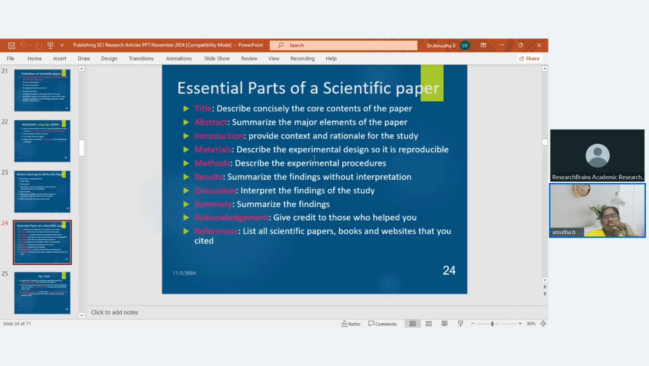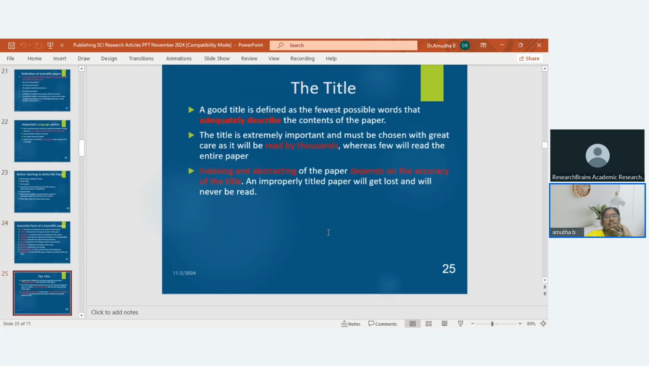And materials: the design, methods, experimental procedures, your flowchart, your algorithm, all this will come under methods. Then results, the findings. Discussion, interpretation, that is the inference from what you have come across, that is, summarize your findings. You have to give credit to whoever has helped you in doing that experiment, and references you have to write finally at the end.